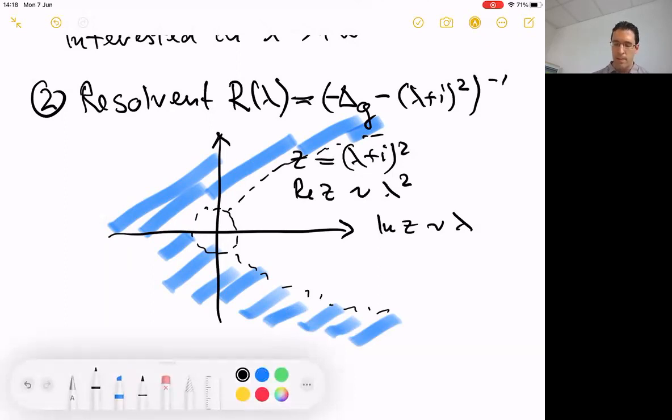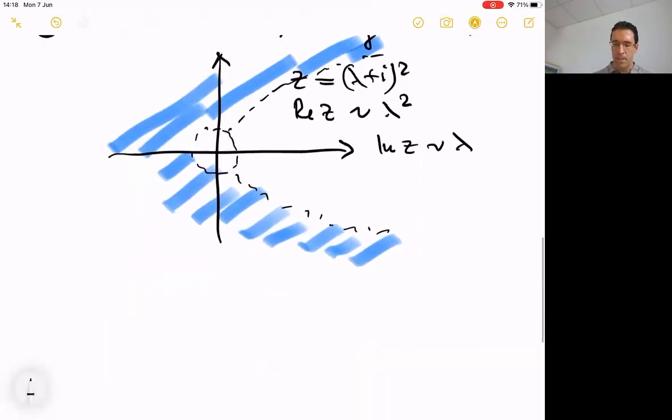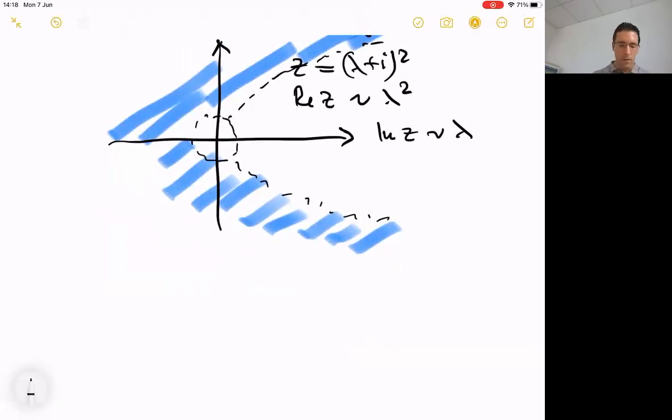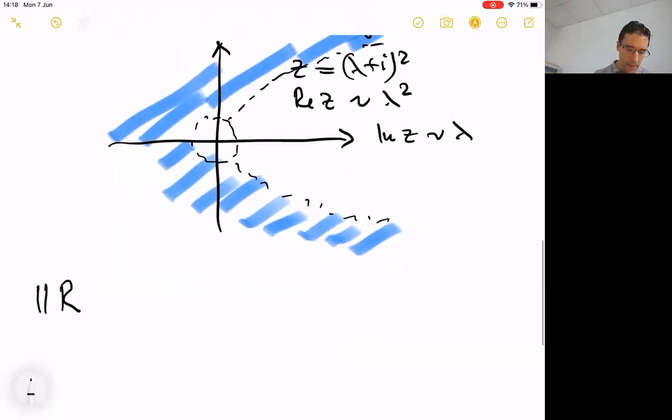I could write this in the general case. I could replace lambda plus i squared by Z and take my Z in this region. But it turns out that if you can control the resolvent on the boundary of this region, which is exactly what is written here, then you can use some complex analysis on the level of the Phragmén-Lindelöf maximum principle to get everything in the blue region. So I'm just going to focus on this spectral parameter.